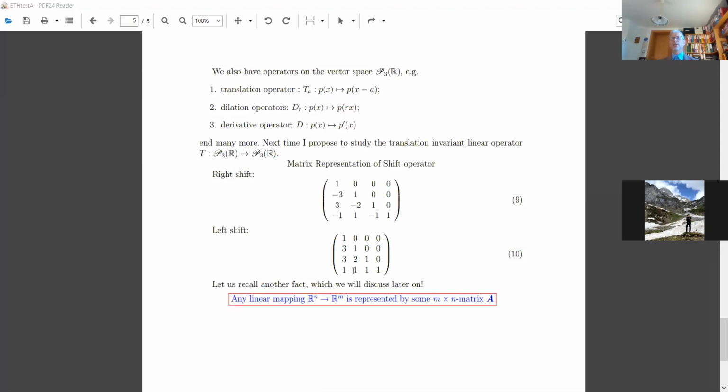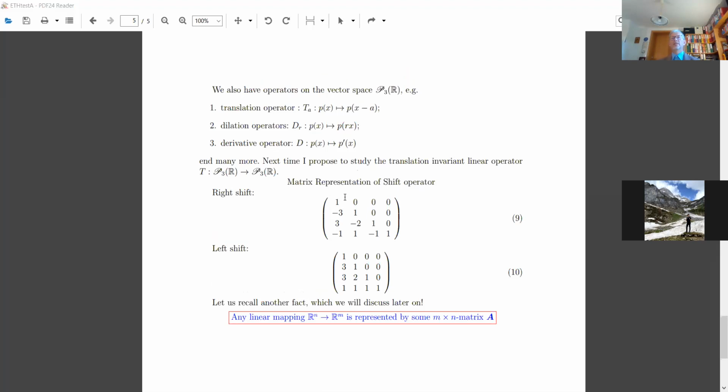So you go down the columns, you get the coefficients, you get the description of this image of x squared under the mapping of the left shift, which means you're writing the coordinates of x plus 1 squared. If you go on, of course, maybe now the first column is also clear. If you take the third power, we all know it's x third power, 3x squared, 3x, and 1. And that's now where you get the minus in the first matrix here.